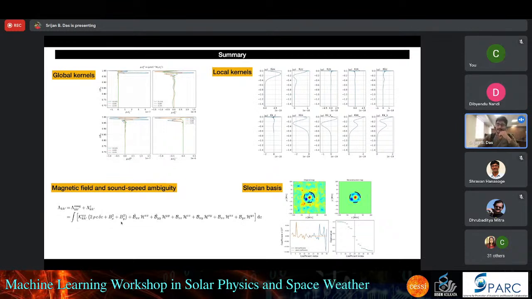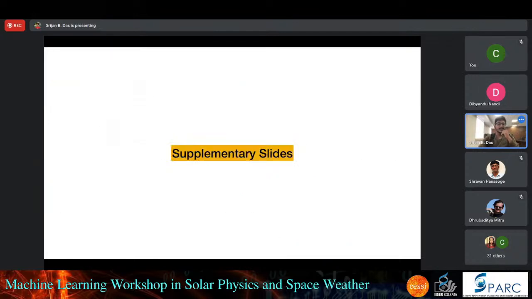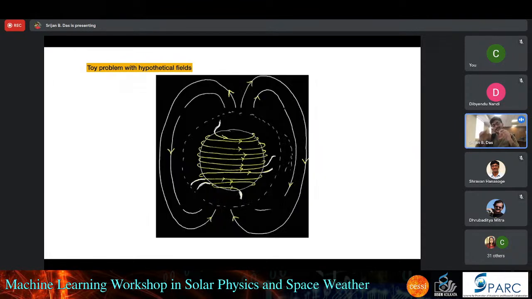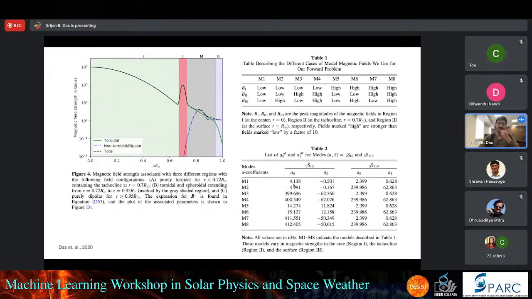Yeah, I guess that's basically it. If people are further interested, there is a very nice toy problem that we have in our 2020 paper, where we assume that the core has a toroidal field, and the outer part has a dipolar field. So that's how it looks, and there is a transition region in between. And all of this can be very neatly worked out in the generalized spherical harmonic basis. And if you use this as the magnetic field that exists in the system, you can start predicting what sort of observations you would see, which is summarized in this table.